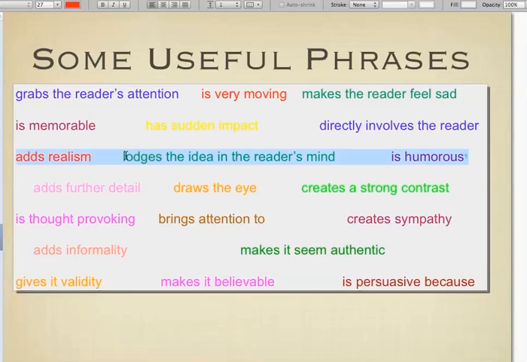This is a great one. It lodges the idea in the reader's mind. Just try and get that phrase into your head. And obviously then you need to go on and say what the idea is, or lodges the idea in the reader's mind that they should really take part in this because it's going to be fun, something like that.